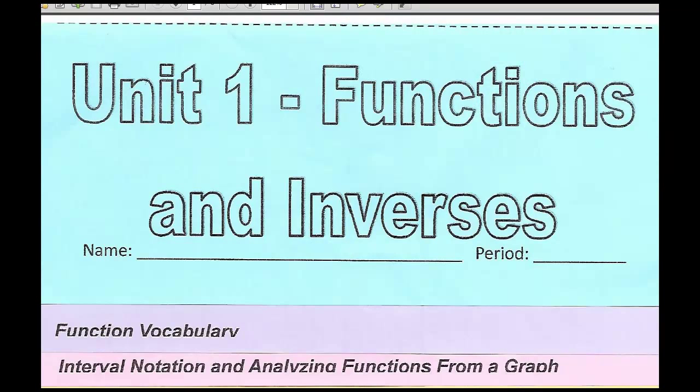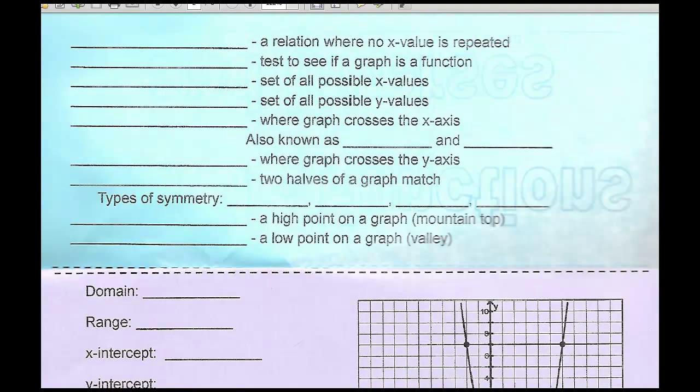Unit 1, Functions and Inverses. This lesson is mostly a review over Algebra 1 concepts that you have learned. A relation where no x value is repeated is called a function. A test to see if a graph is a function is called a vertical line test.